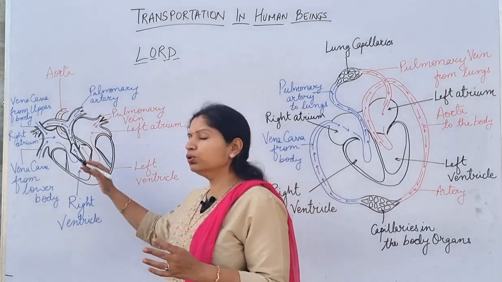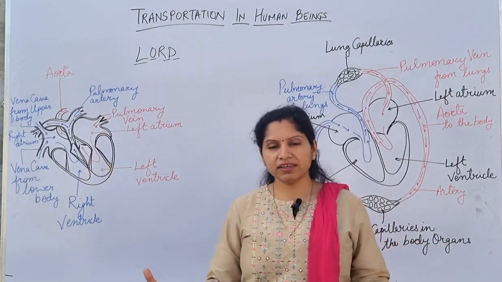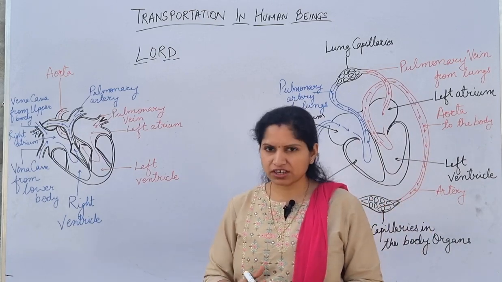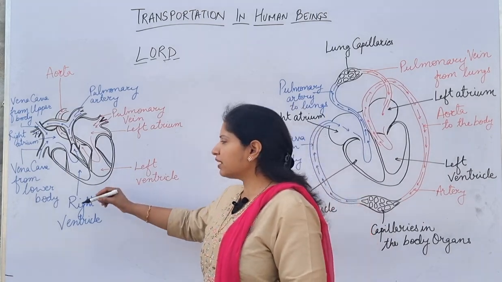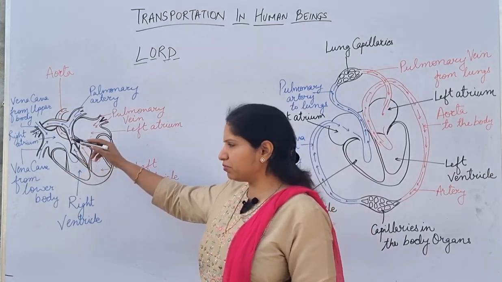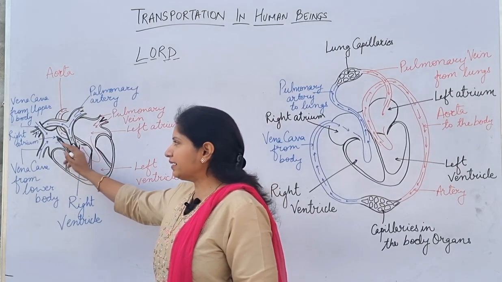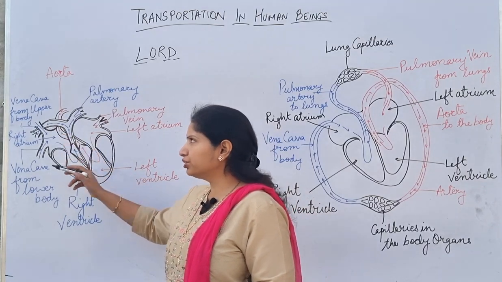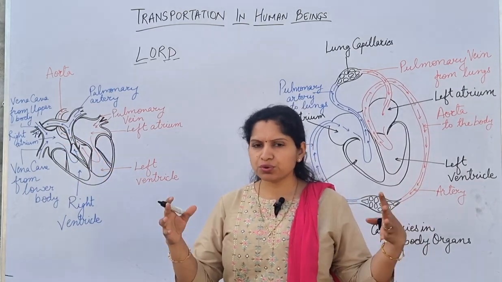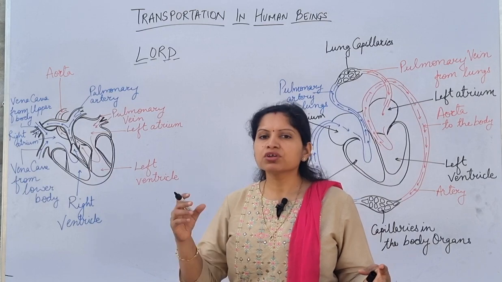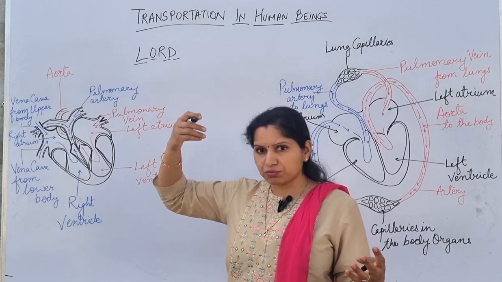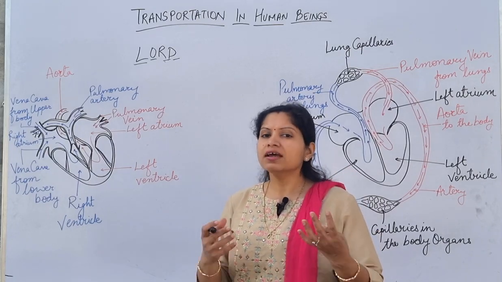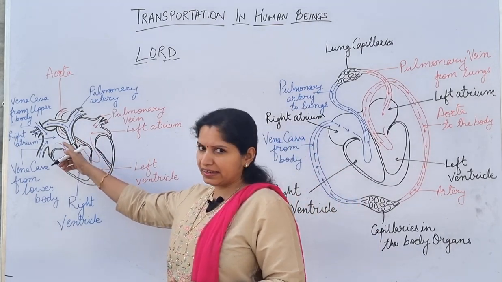The body consumes the oxygen from the blood and creates deoxygenated blood containing carbon dioxide. This deoxygenated blood comes to the right atrium of the heart from both the vena cava. Two huge veins are there, known as vena cava. The upper vena cava brings blood from the upper part of the body and the lower vena cava brings blood from the lower part of the body, and they both join into the right atrium.